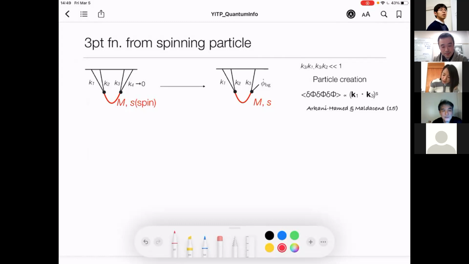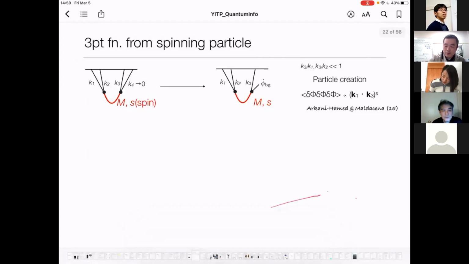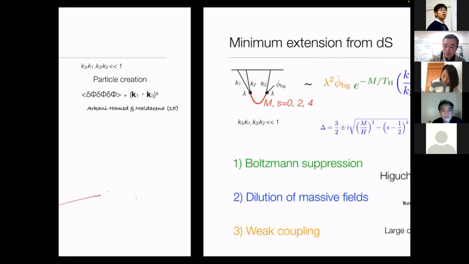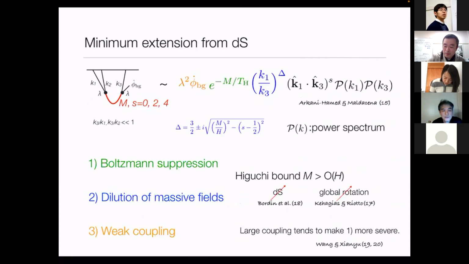In this limit, this 3-point function is proportional to the power of S, where S is the spin, of the inner product between the larger K, or the shorter wavelengths, and the smaller K3, as was first derived by Arkani-Hamed and Maldacena in 2015. And the question is, can we observe it? Before that, let me talk about the characteristic amplitude of this 3-point function.